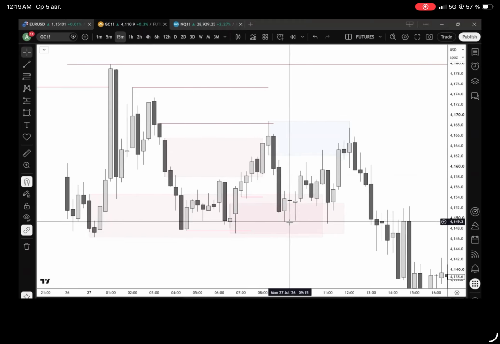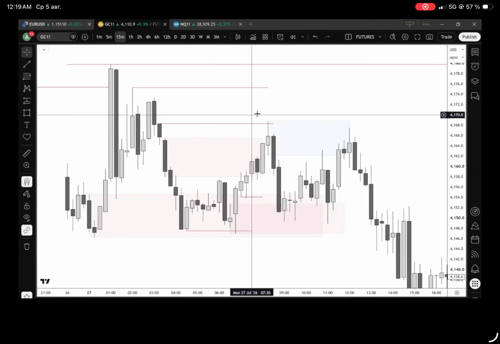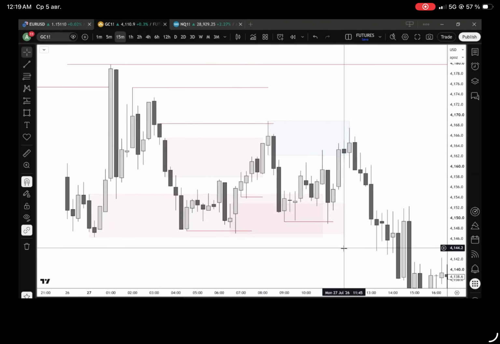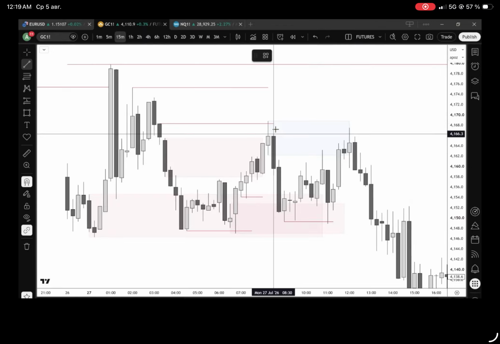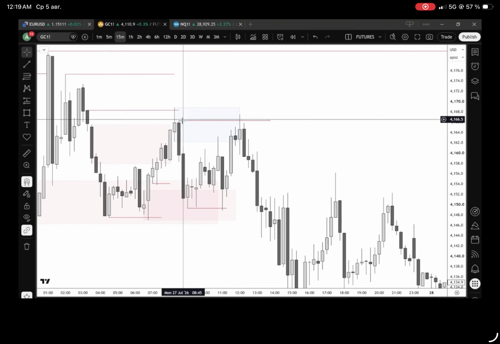We come back in, and we're waiting for that reaction to induce buyers. However, we know that price shouldn't run this high. Look at how we induce sellers and then we come up to the extreme and we trap them. Now, why did I wait for this high to get taken?